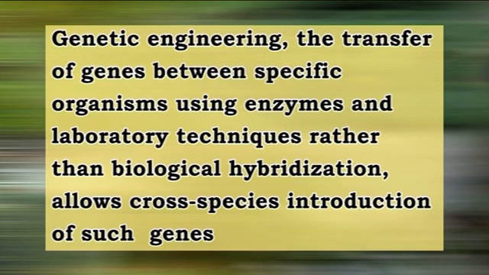An alternative strategy for virus control is utilization of natural or engineered resistance to virus infection. If available, natural virus resistance genes can be introduced into crop cultivars by conventional breeding. These natural resistance genes are often found among the many cultivars that are available for a particular crop, or the resistance genes are found in a related plant that has been identified near the center of origin for that crop plant. Genetic engineering, the transfer of genes between specific organisms using enzymes and laboratory techniques rather than biological hybridization, allows cross-species introduction of such genes.